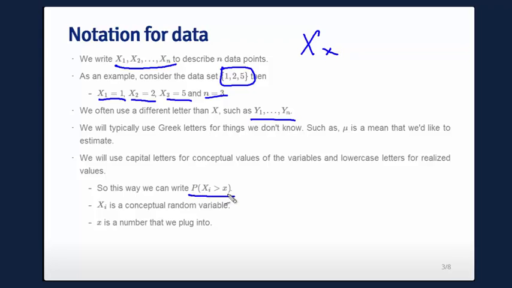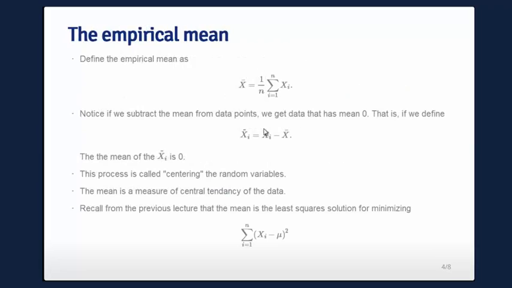We often use Greek letters for things we don't know. So mu is a mean that we want to estimate, and we'll estimate it with the data level quantity x bar. The empirical mean we can just define as simply this, and that's just the average, 1 over n, summation i equals 1 to n. This notation just means add up all of the elements, and of course then we divide by n.